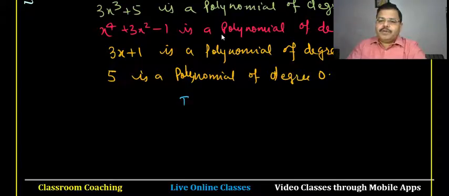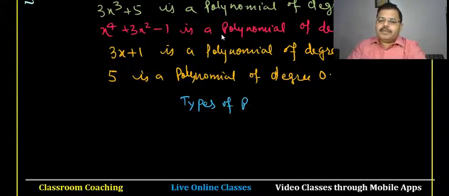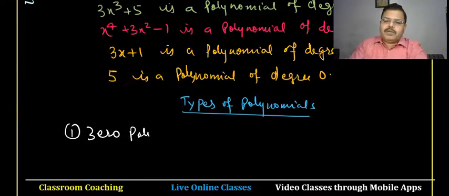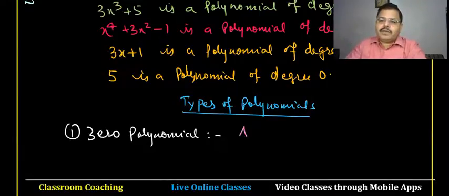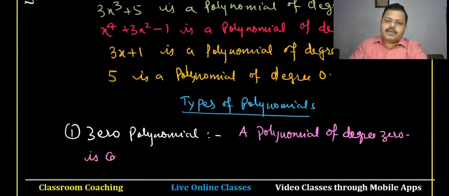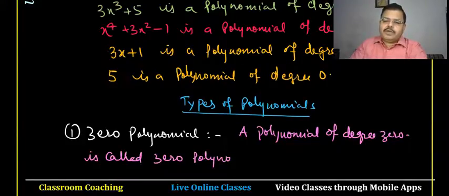Now let me write the types of polynomials on the basis of degree. The first one is zero polynomial. A polynomial of degree zero is called a zero polynomial.